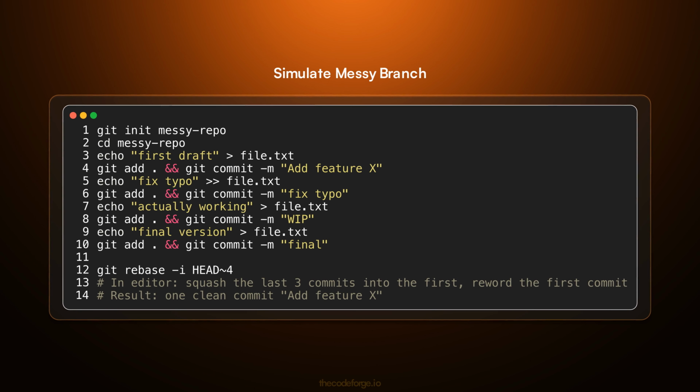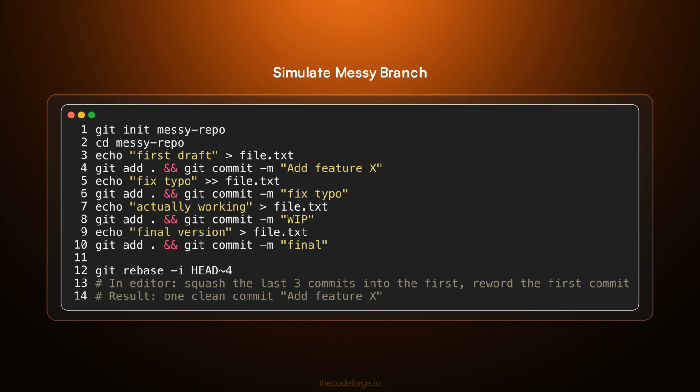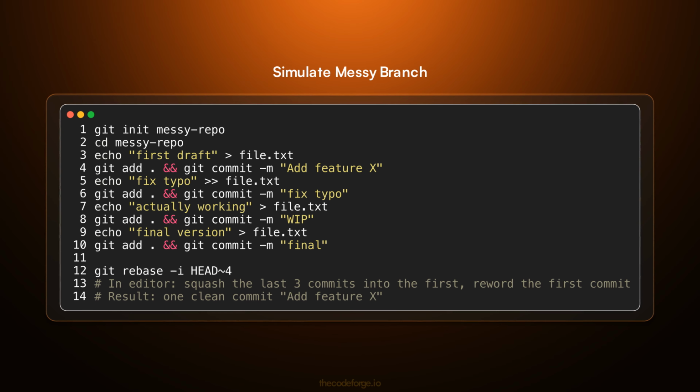Here's a simulation of a messy branch with 4 commits. After running Interactive Rebase, we squash the last 3 into the first and reword it. The result is 1 clean commit.